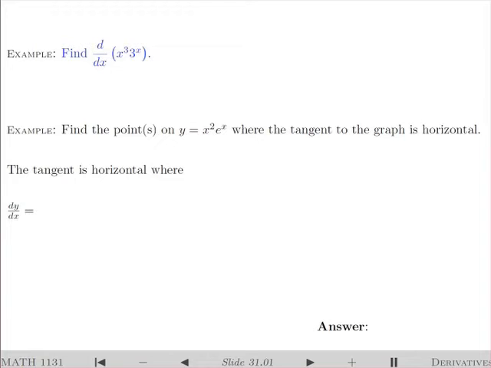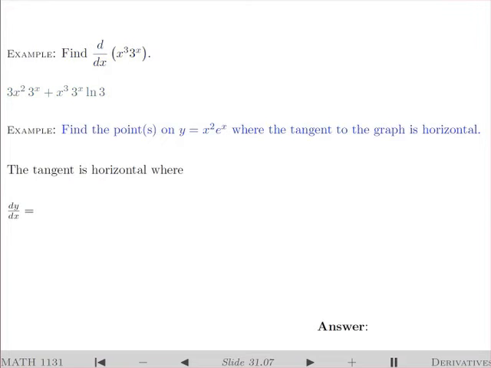In this expression, x cubed times 3 power x, the first factor is x cubed, its derivative is 3x squared. I multiply by the second factor as it is, plus the first factor x cubed times the derivative of 3 power x. The derivative of 3 power x is an exponential function, so I have the exponential. But since the base is not e, I must multiply by ln of the base. Since the exponent is just x, we are done.